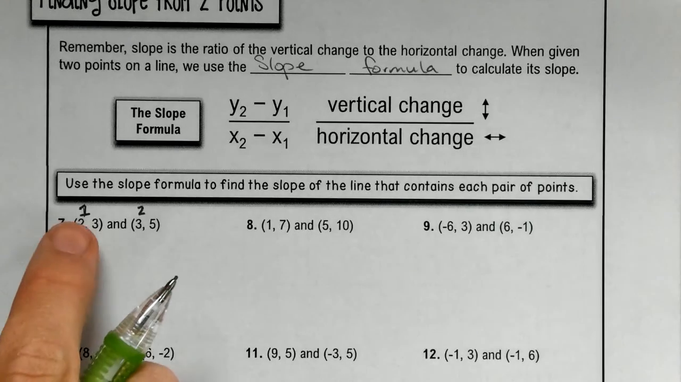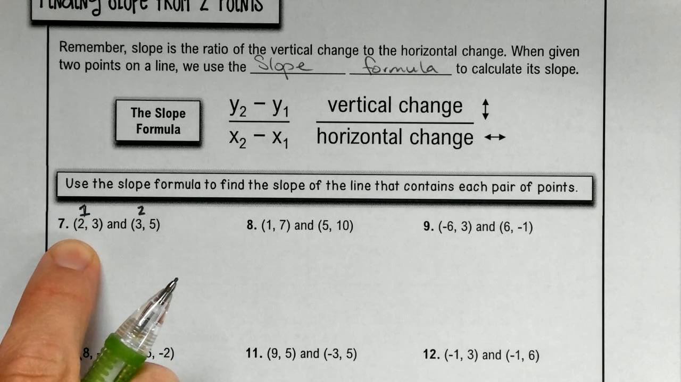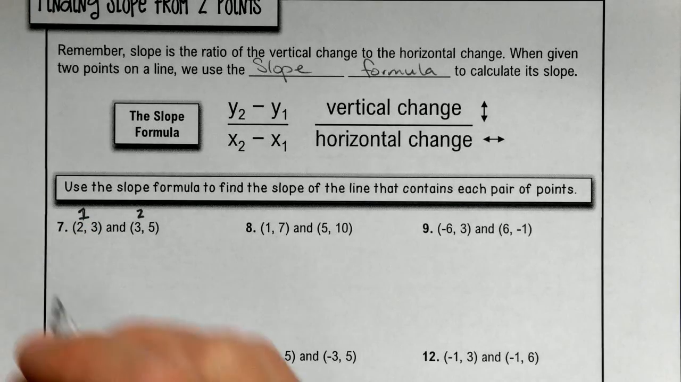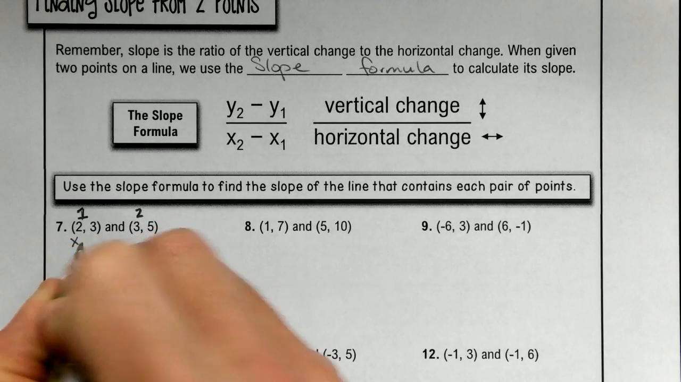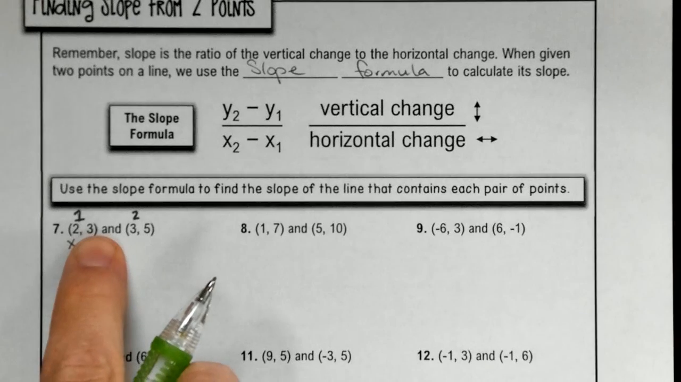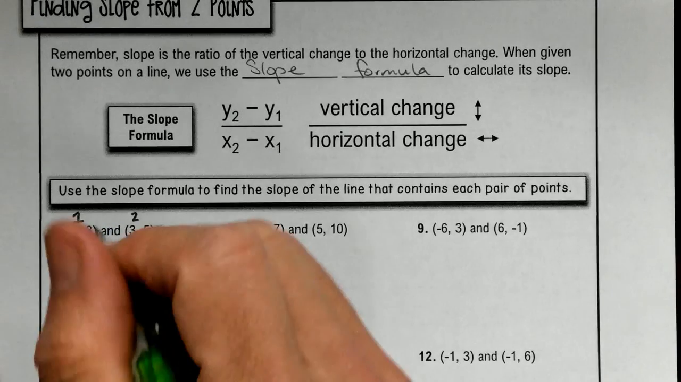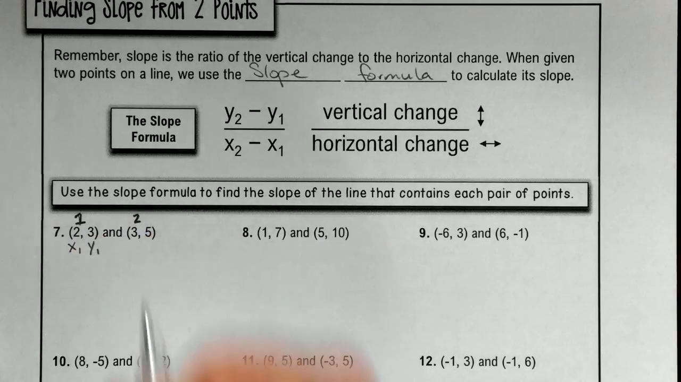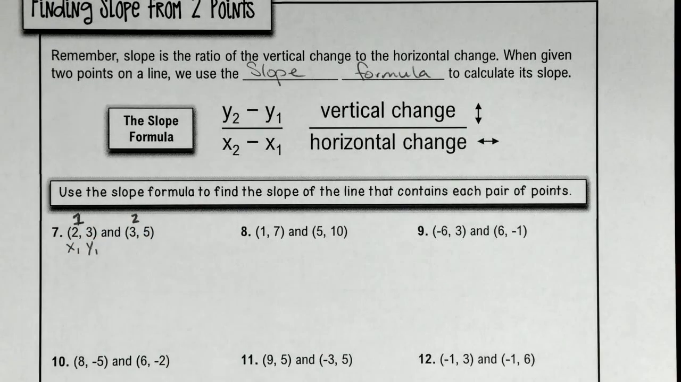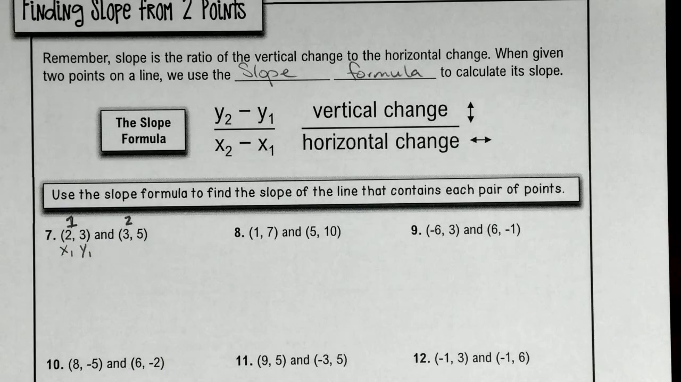So if this is point 1, then 2 is the x value of point 1. So I would label that x1. And then 3 is the y value of point 1. So I would label that y1. 3 is not x2. 3 is not an x value, guys. 3 right here is the y value. Again, your point has an x value and a y value.